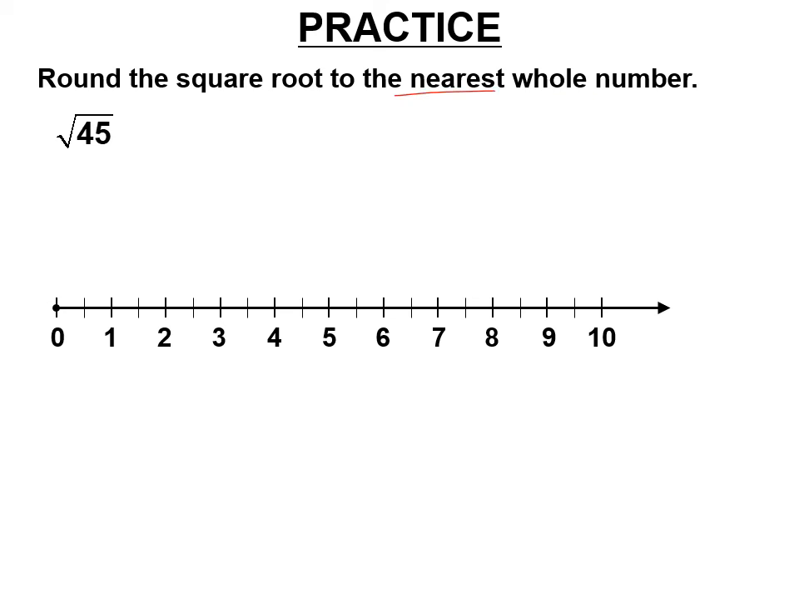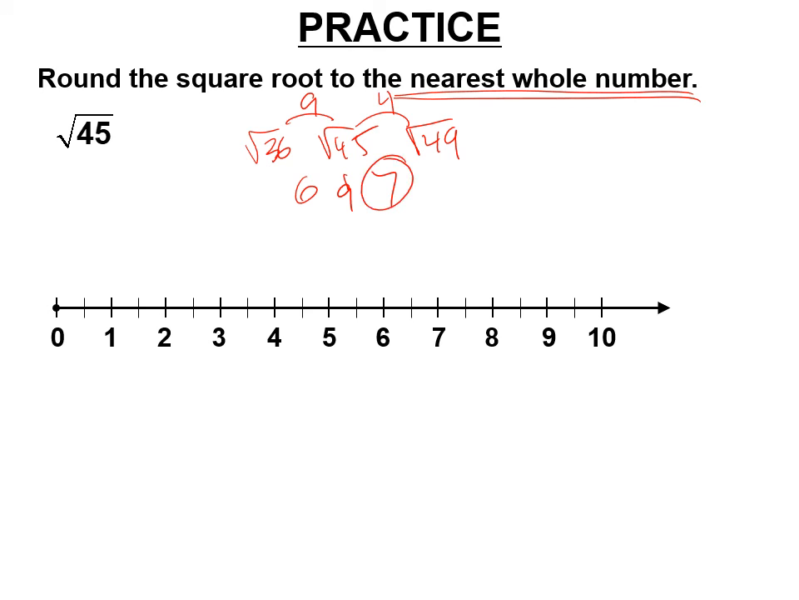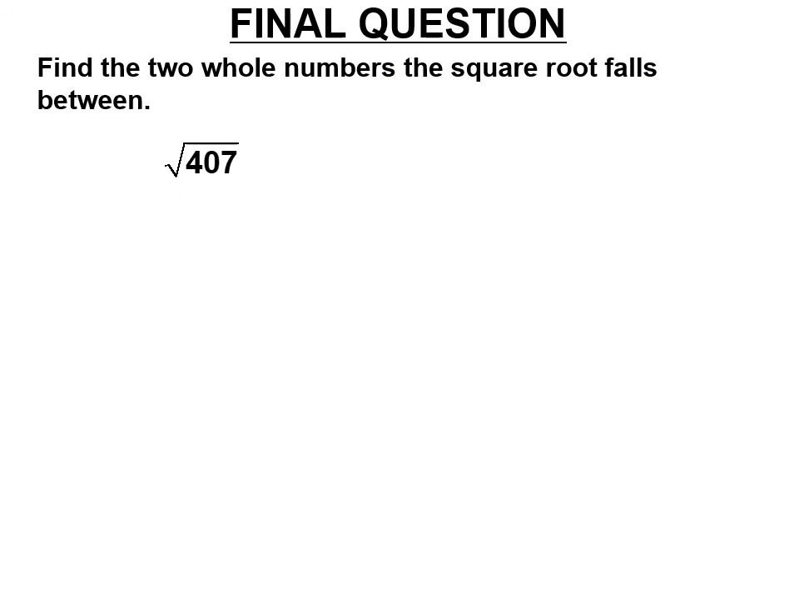All right, nearest whole number. So the square root of 45 is between the square root of 36 and the square root of 49. So it's between 6 and 7 on a number line, but we want to know which one it's closer to. What's the nearest whole number? Well, that's 9 away. That's 4. It's closer to 7. So we would say the square root of 45. Don't use an equal sign because it's not equal to that. It's equal to approximately 7. That's the nearest whole number.